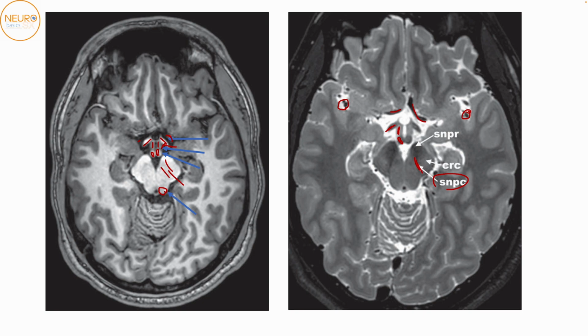This here is the cerebellum sticking out above the tentorium. This part of the cerebellum is known as the culmen.